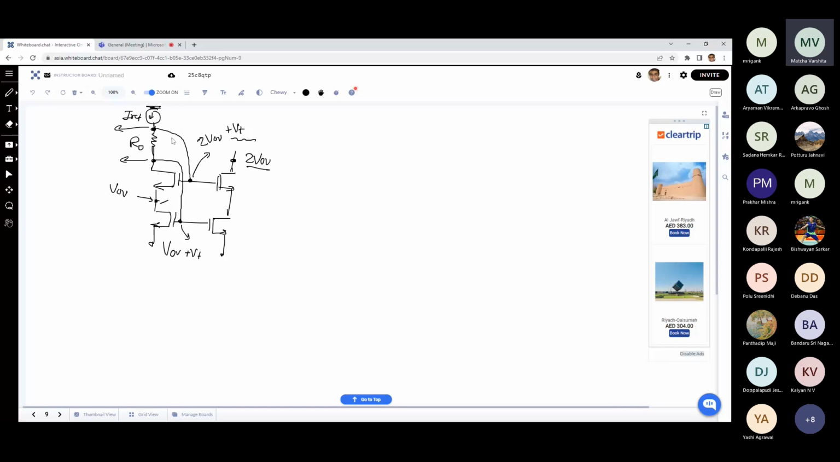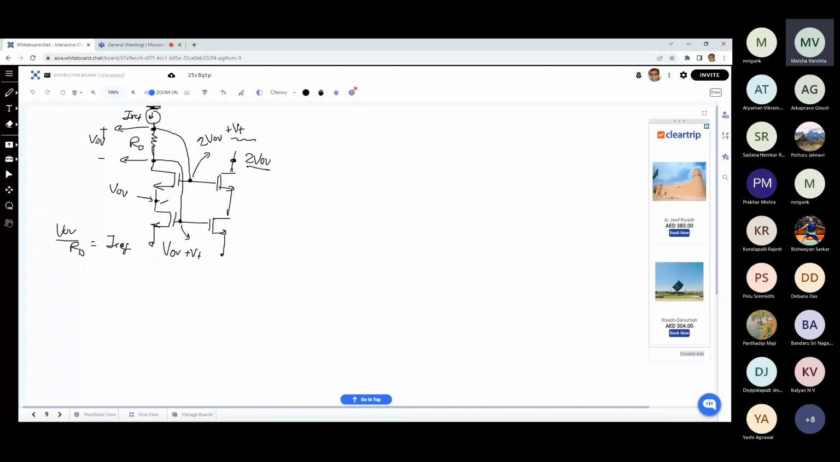At this node you have basically 2V overdrive plus VT, and at this node you have V overdrive plus VT. So overall you are getting a V overdrive drop across the resistor. So you have to size the resistor such that V overdrive upon RD is equal to IREF, and based on that you can size the W by L of this MOSFET.